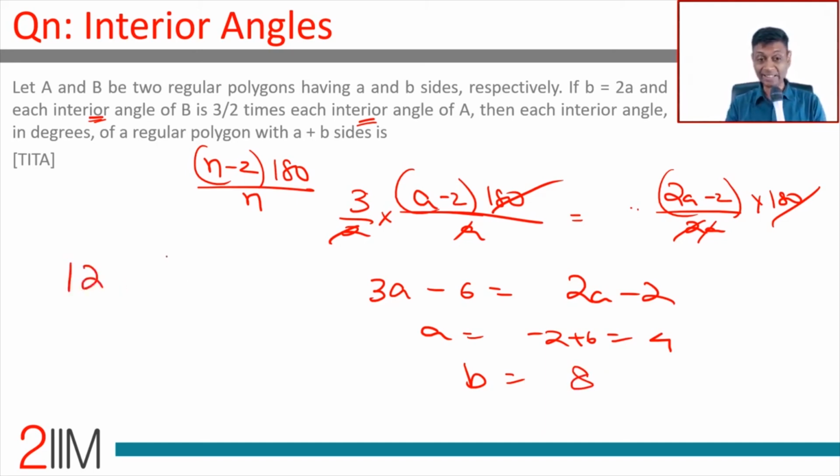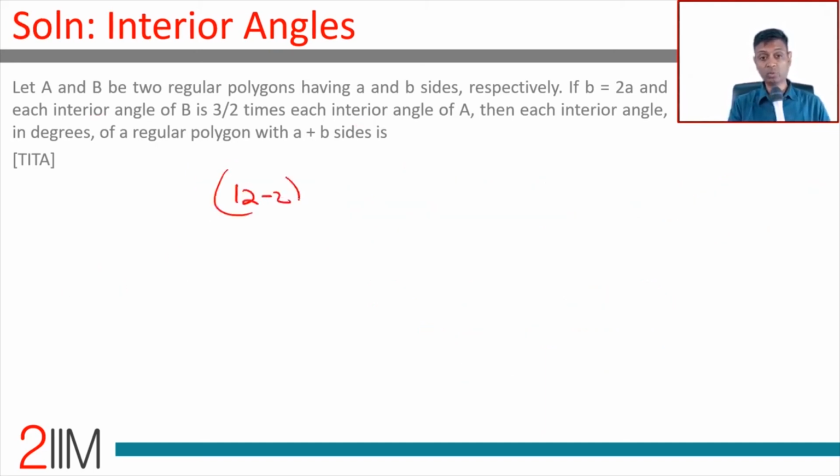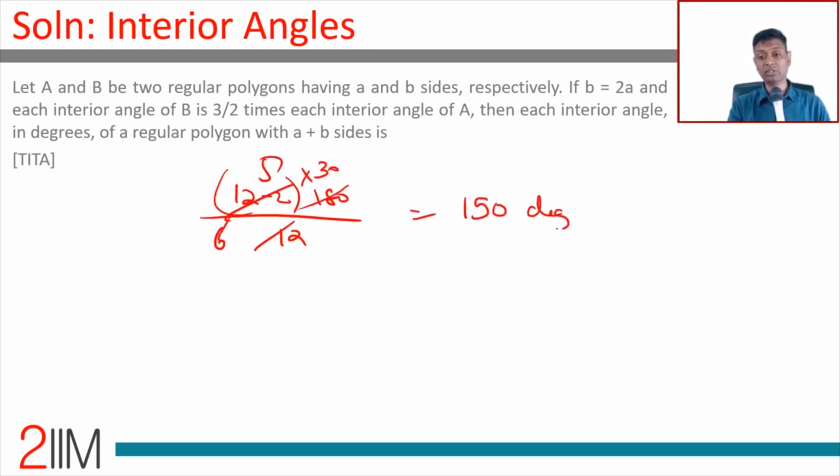Each interior angle would be (12 minus 2) into 180 divided by 12. This is 10 by 12 or 5 by 6. 180 by 6 is 30. 30 into 5 is 150 degrees.